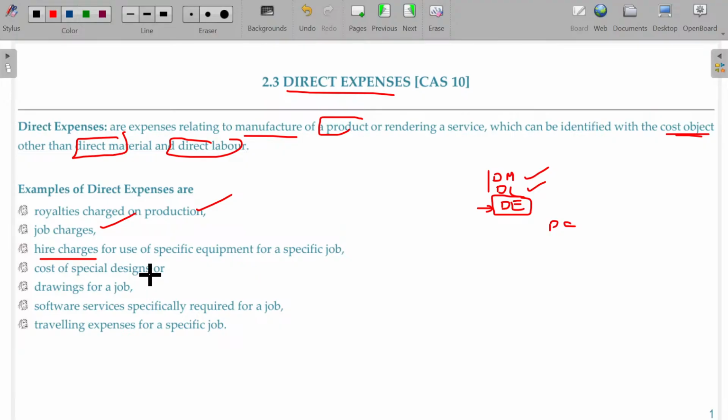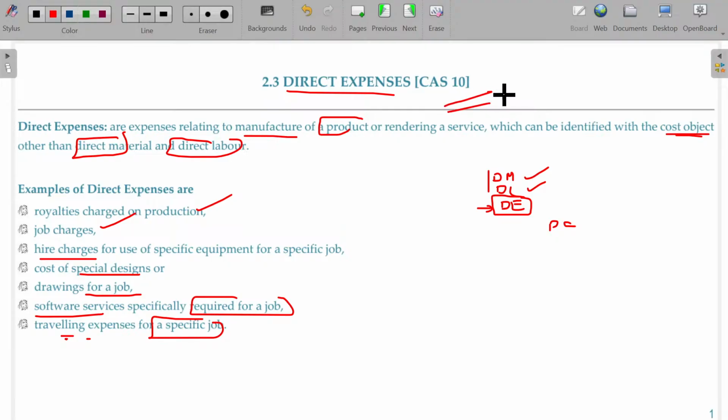Any expense on plant and machinery you procure on hire for a specific job. I want to do false ceiling work, and for that I need a machine, a tool. I procured that on hire by paying hire charges, maybe 1,000 rupees or 1,500 rupees. That will also be direct expenses. Special design, drawings for the job, software services specially required for a job, any other specific job-related traveling expenses will be grouped into the direct expenses as per CAS 10.